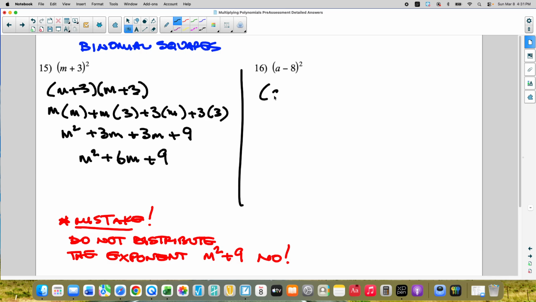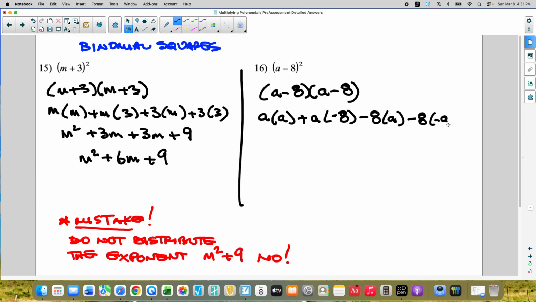So let's take a peek at when there's subtraction. A times a plus a times negative 8 minus 8 times a minus 8 times negative 8. So a squared minus 8a minus 8a plus 64. We again have doubled. Our inside and outside are a doubling. So a squared minus 16a plus 64.